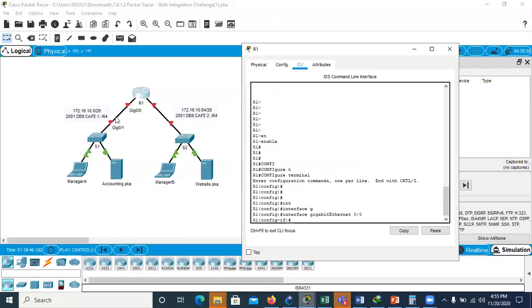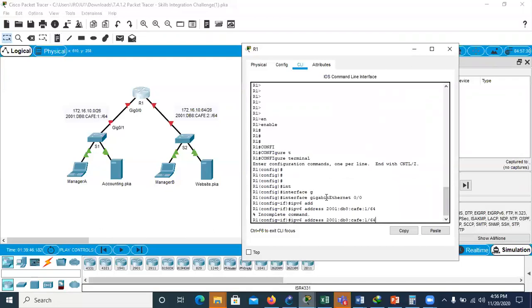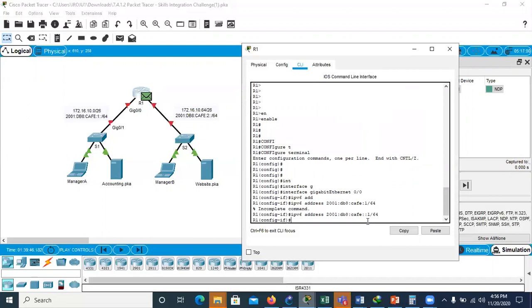You are now inside this interface. What do you want to put there? You are just told to put these IP addresses. Just say ipv6 address. What is the address? 2001 colon DBH colon CAFE colon 1/64. Sorry. IPv6 address 2001 colon DBH colon colon 1, because it's abbreviated. That's it. Immediately I click on it, it shows that I've input an IPv6 address on this interface of the router, /64.